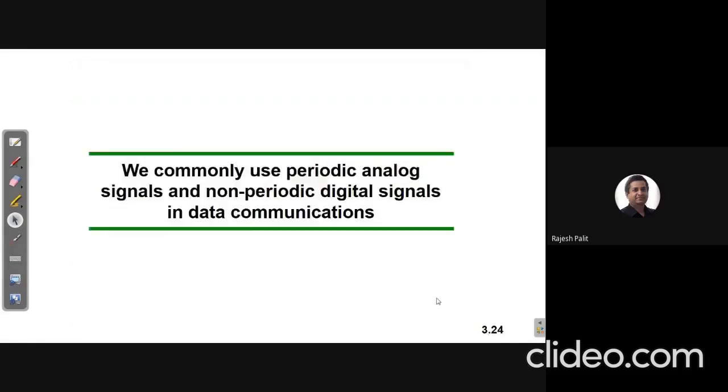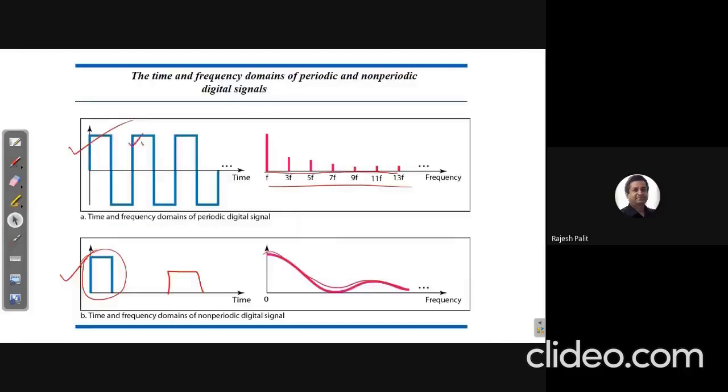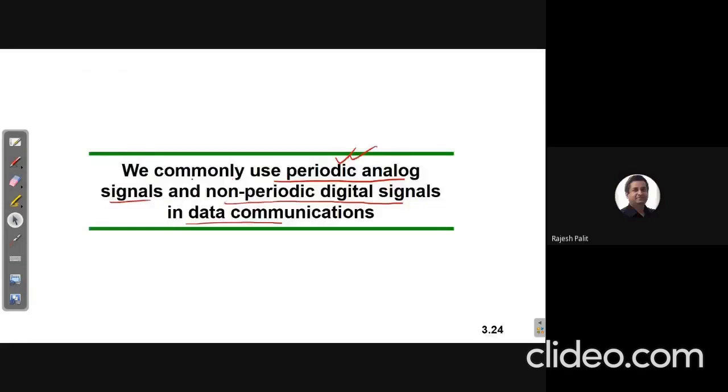So for this reason we commonly use periodic analog signal in most cases, and non-periodic digital signal in data communication. Because you see, if we use a periodic signal, can we transfer data? If I always send a square wave, can I transfer data? No, sir. So we use non-periodic digital signal and periodic analog signal for exchanging data.